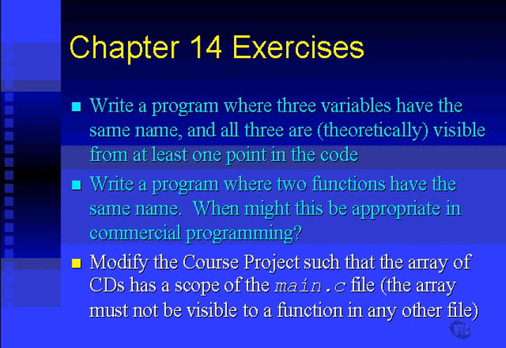Finally, very simple change here, modify the course project such that the array of CDs, remember those array of CDs, they have the scope of the main.c file, the entire file. Currently, I believe the array of CDs is a local variable inside main. Main the function, not main the file. So I'd like you to expand the scope of the CDs such that they now can be visible from anywhere in the main.c file. Mind you, there's only one function in the main.c file, that's the main function itself.